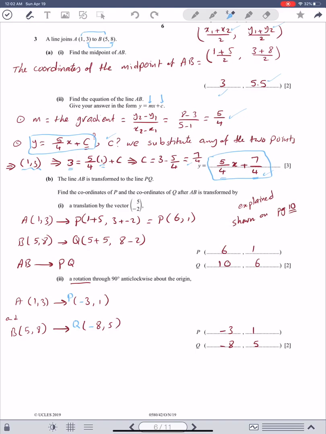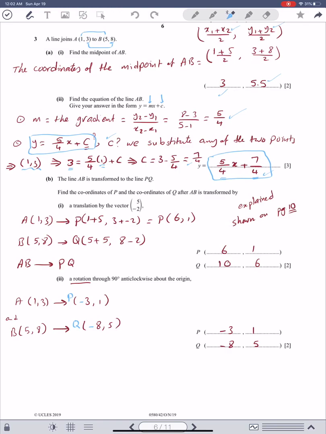Alright. The line AB is transformed to the line PQ. So we are now in transformations. Part B is asking us about transformations. I did all the parts in part B on the last 2 pages on a grid paper, as I'll show you now. Find the coordinates of P and the coordinates of Q after AB is transformed.